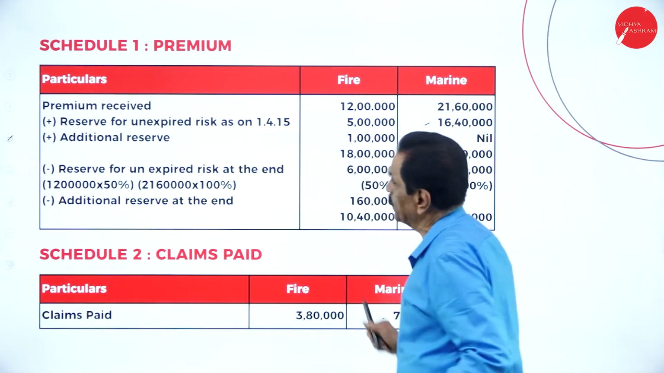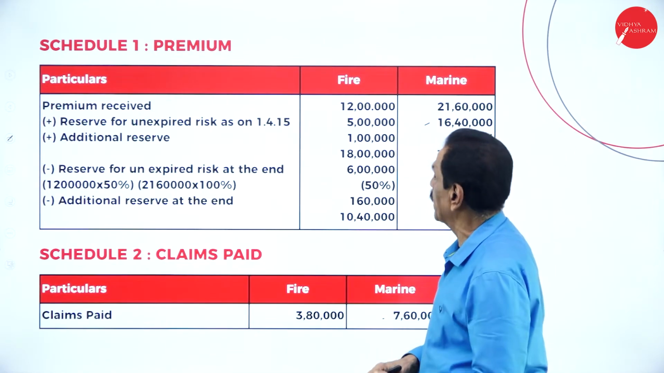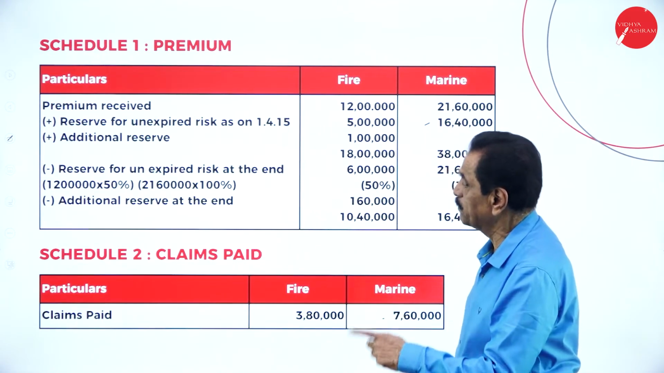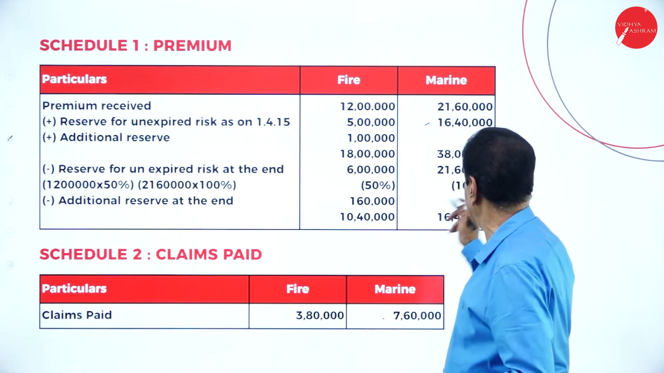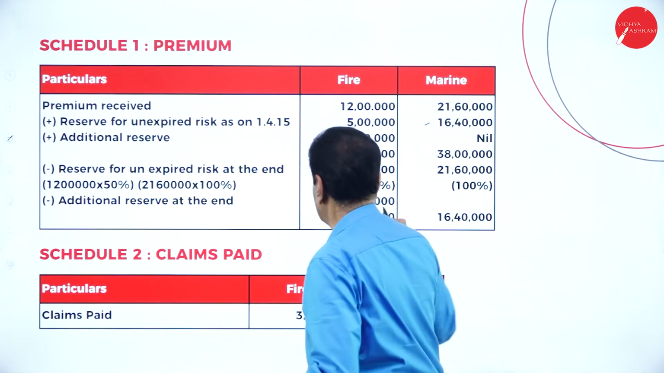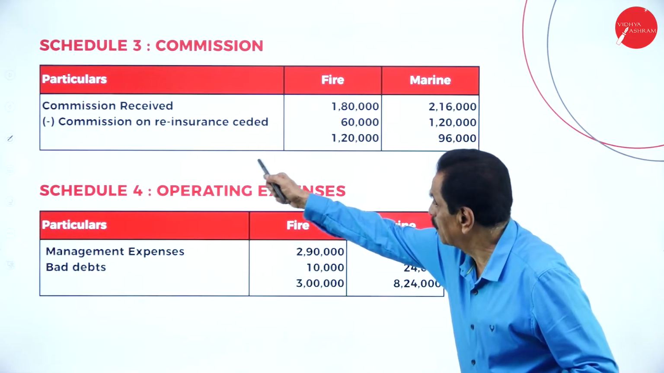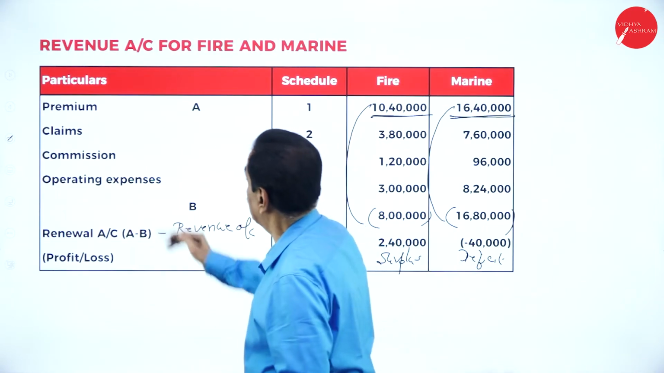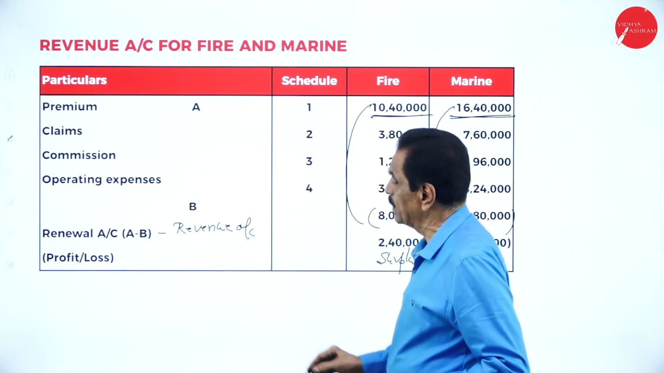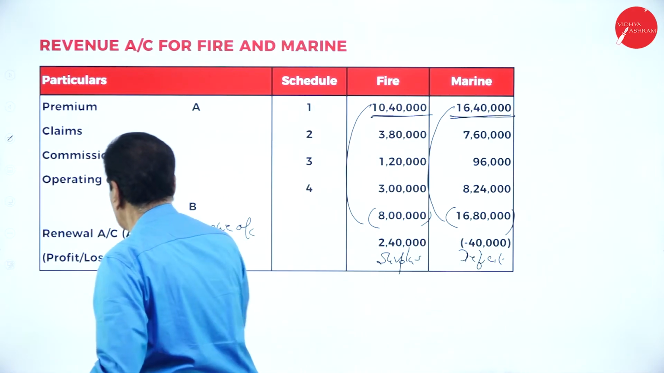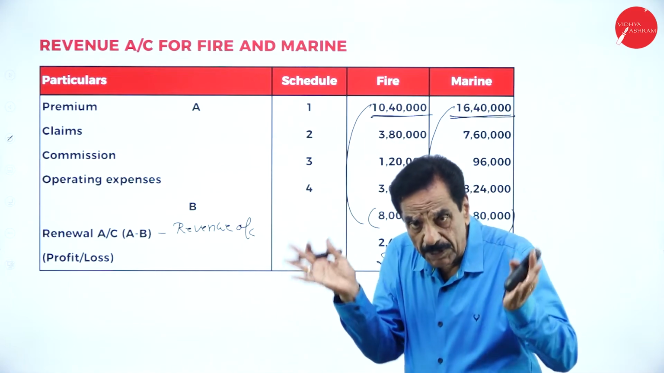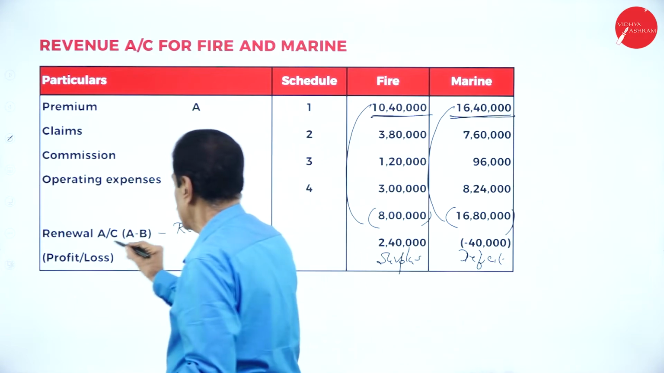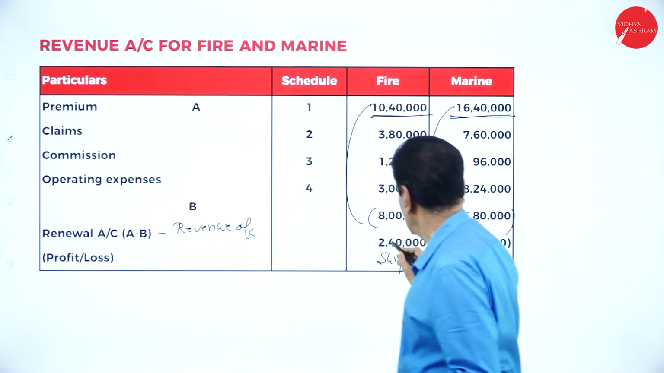So premium received plus reserve for unexpired risk plus additional reserve for unexpired risk at the end of the year, 50%, 100%. Then this is a balance, commission paid, commission received minus reinsurance ceded, expenses. Then these are operating expenses. So this revenue account balance, we say renewal. So we renew the accounts, that means it may be plus or minus. So it's a revenue account, that is profit or loss.